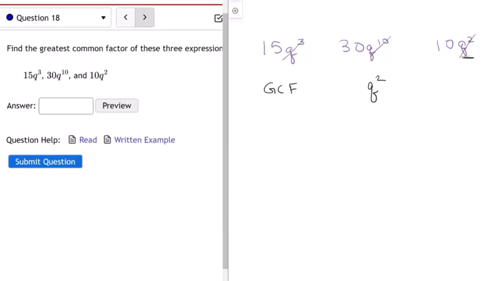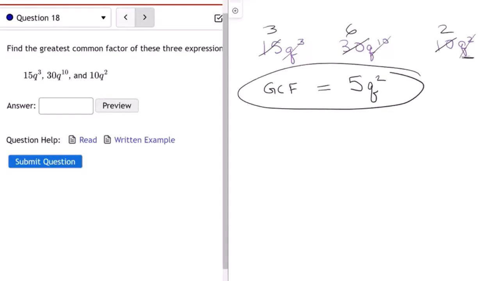And I know that they're all divisible by 5, 15, 30, and 10. I have a 5 here. That would leave this with a 3. That would leave this with a 6. And that would leave this with a 2. We can see that there's nothing in common between all 3 of those. This is my GCF.